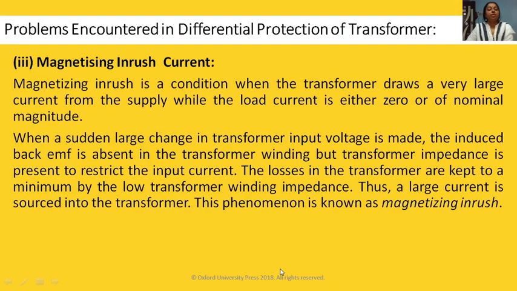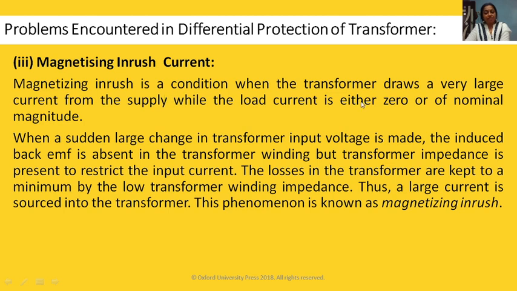Now the third problem is magnetizing inrush current. This magnetizing inrush current is not a fault. But the relay may maloperate because the magnetizing inrush current has higher values than your rated or normal current. So if it is above the pickup, even by 10 to 15%, even though it is for a shorter duration, the relay will operate.